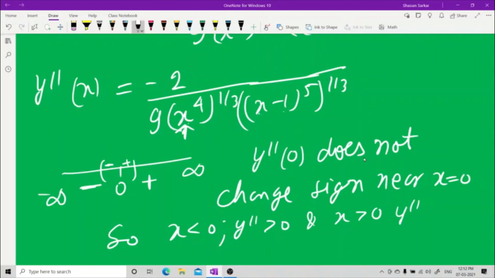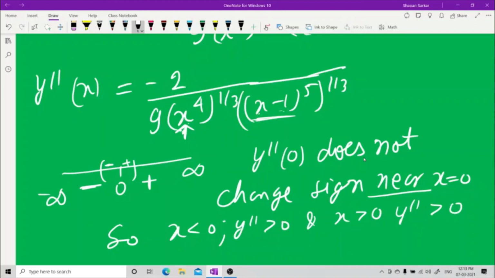See, at x greater than 0, this is always a positive quantity. I am not worried about this quantity. This will not play a major role. I am talking about very near to 0, near to 0, less than 1. Let's write it this way. So this will not play a major role. This will always be positive. y double dash is also greater than 0.